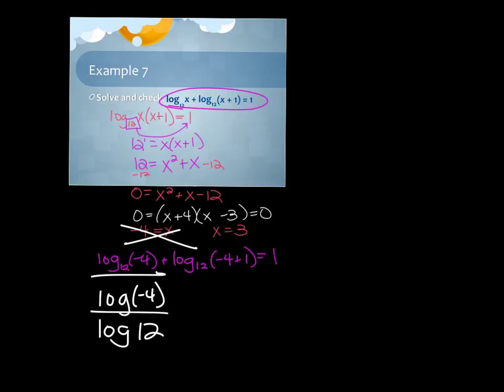So let's say it worked for here but didn't work for here. I would still eliminate it. So if at any point I end up with log of 0 or log of a negative number, then I would rule that root out.